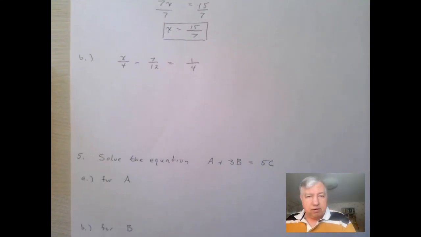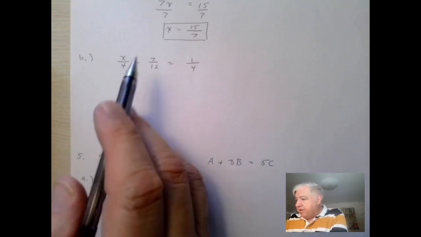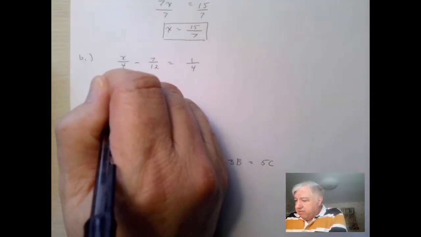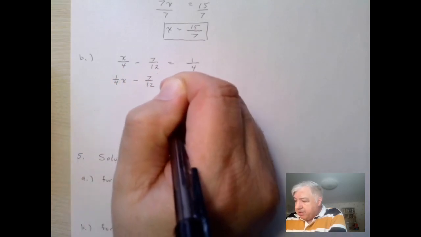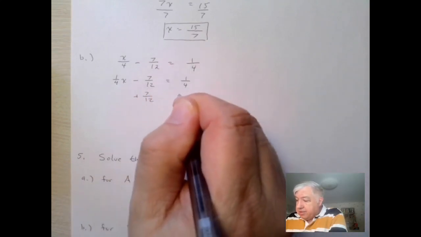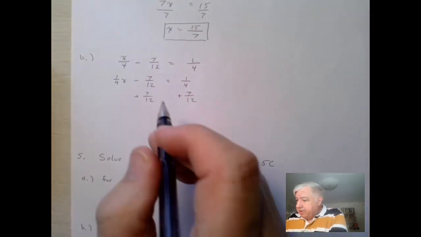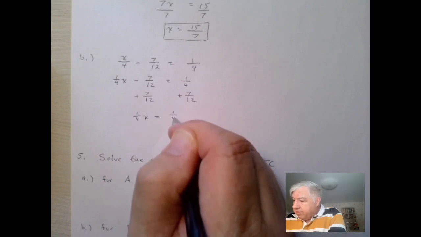Okay, let's look at this next one now. x over 4 minus 7/12 equals 1/4. Okay, yes, we have fractions. There are a number of ways we could do this, but you'll see that there's only one x term here. And this really is the same thing as 1/4 times x. So this is 1/4 times x minus 7/12 equals 1/4. We can add 7/12 to both sides. Okay, so that means 1/4 x is going to be 1/4 plus 7/12.